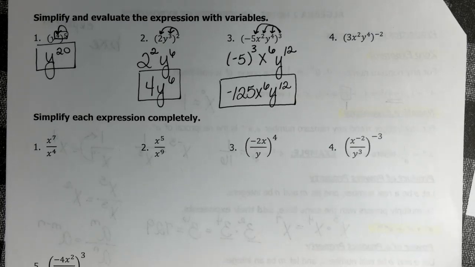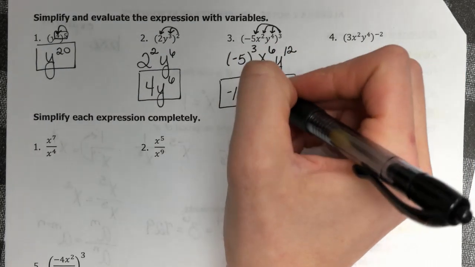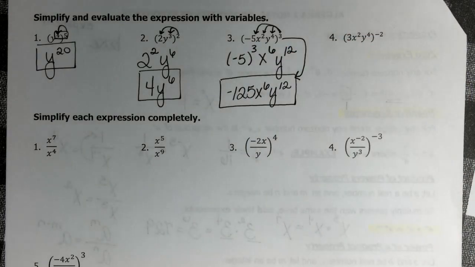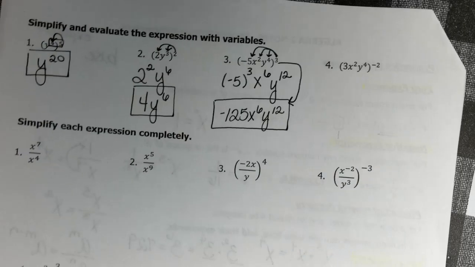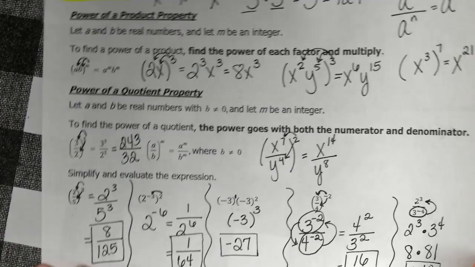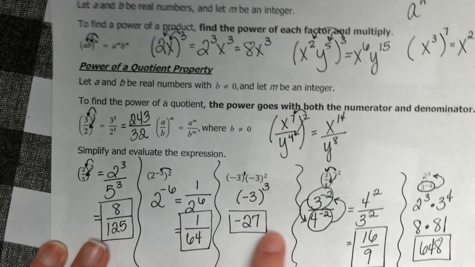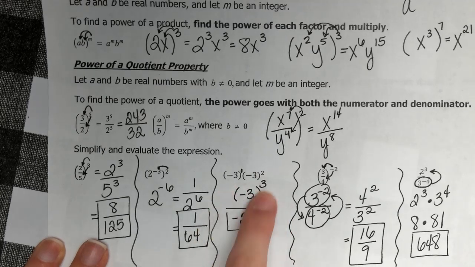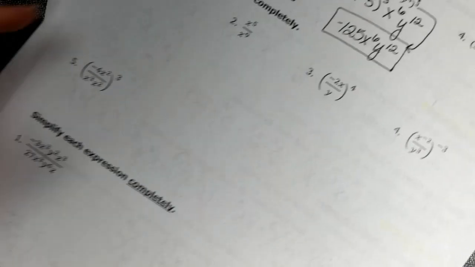On the worksheet, if we don't include the middle step, will we get points off? On something as simple as that, no. But if you go straight to your answer on something like a quiz or a test, I would take off because I want to see that middle step when you have numbers. So your variables, there is no middle step. It just is what it is.